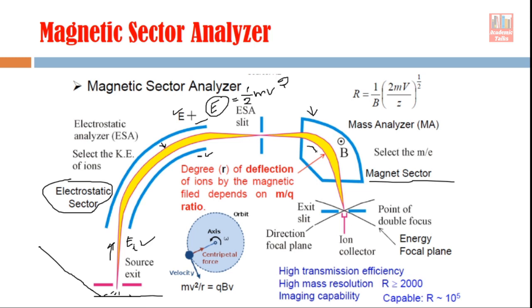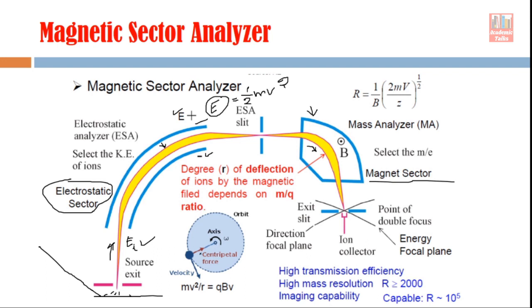So this bending is like this, and how much is the radius of curvature of this bending? That depends, of course, on the velocity of the incoming ions, and it also depends on the strength of the magnetic field. And that bending depends on the mass to charge ratio also. So you can see here in this figure.